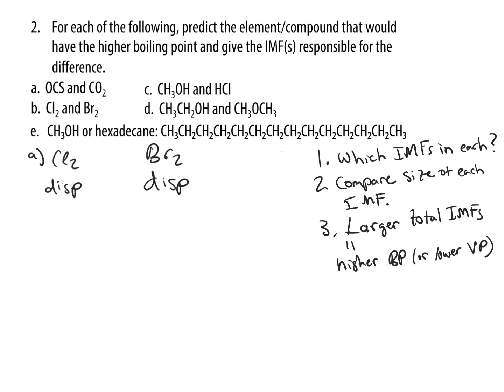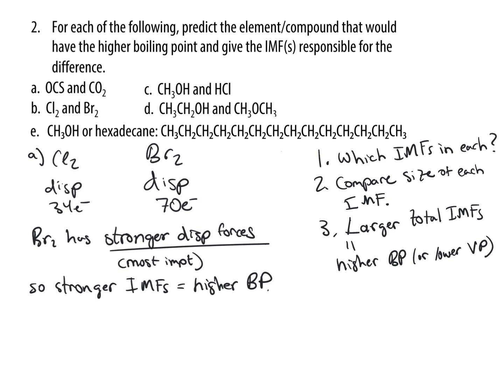For this one, both of these substances only have dispersion forces because they're nonpolar. Same atom, so just the exact same electronegativity for each. So just dispersion forces. If we count the electrons, we have 70 electrons in Br2 versus 34 electrons in Cl2. So Br2 has a bigger electron cloud, and so it's going to have stronger dispersion forces. That means Br2 has the stronger IMFs and the higher boiling point.